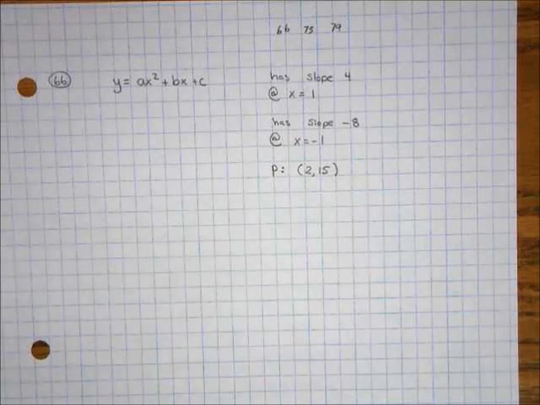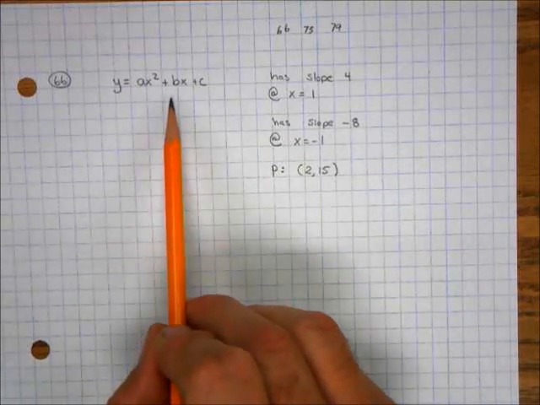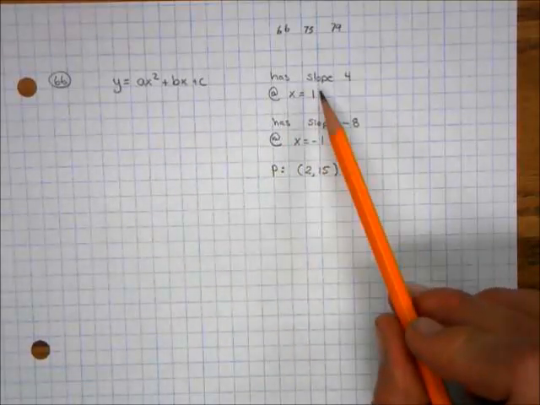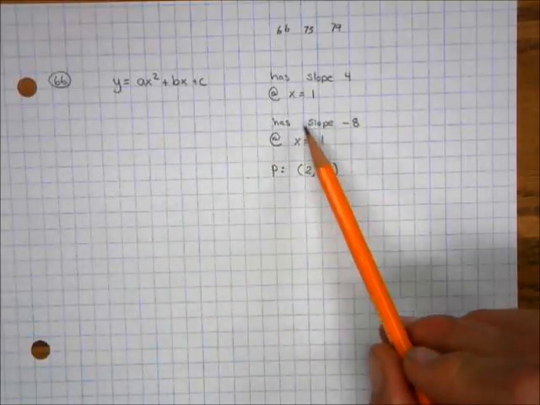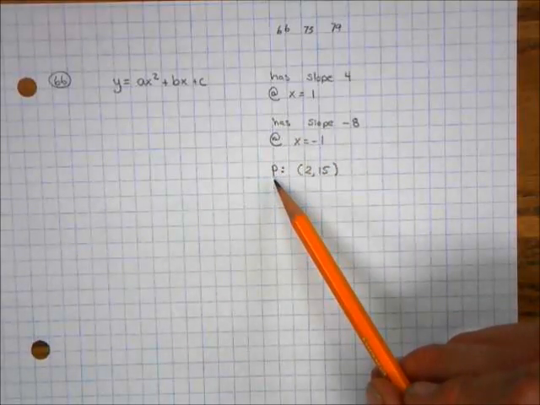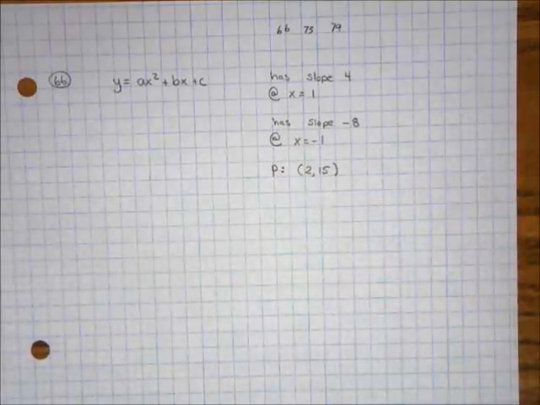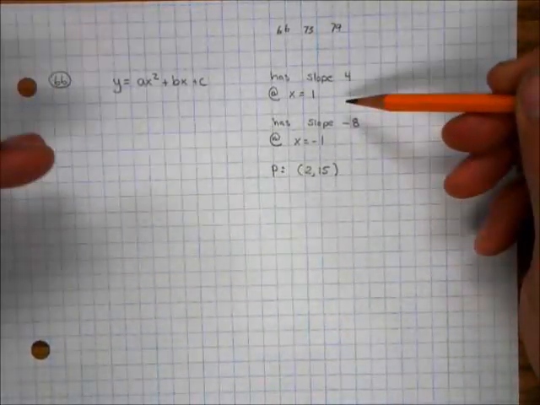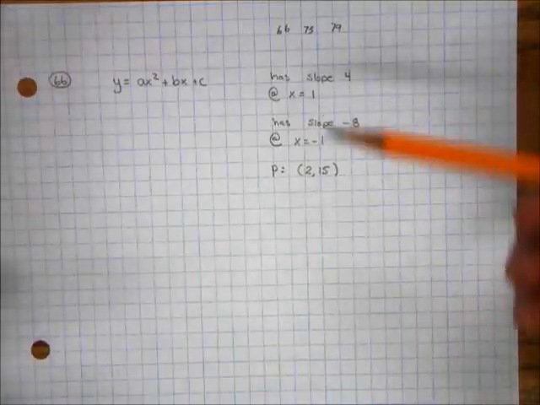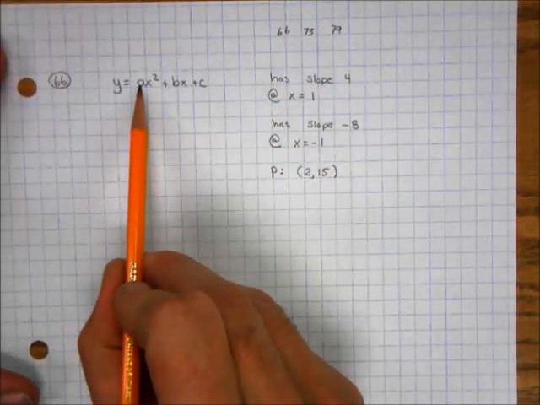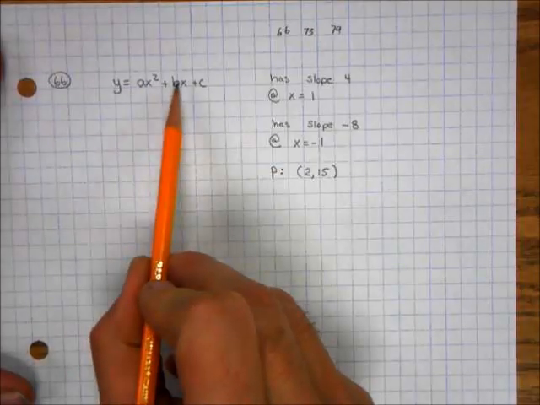Find a parabola with the equation y equals ax squared plus bx plus c that has the slope 4 at x equals 1, has a slope -8 at x equals -1, and passes through the point (2, 15). So they give us these 3 clues where we should be able to at least come up with a system of equations that allow us to find out what A, B, and C are.